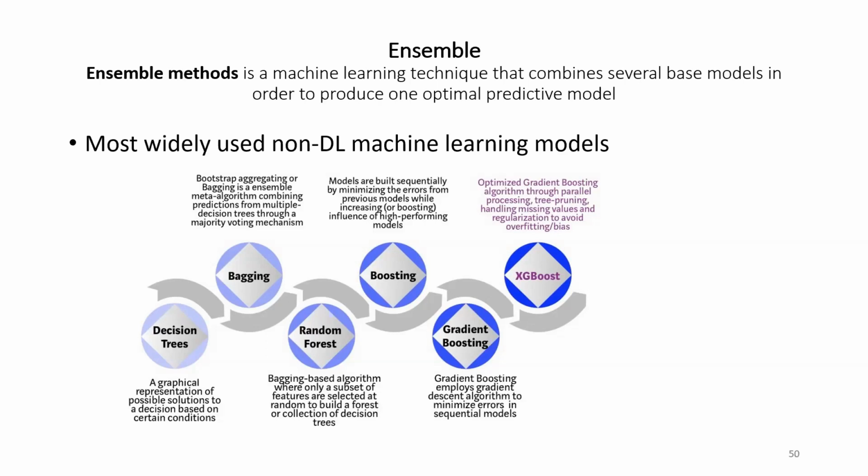All these ensemble techniques are based on decision trees. Ensemble methods are a machine learning technique that combines several base models in order to produce one optimal predictive model. Just keep this in mind. You'll have to remember this picture when you start using these kinds of algorithms.